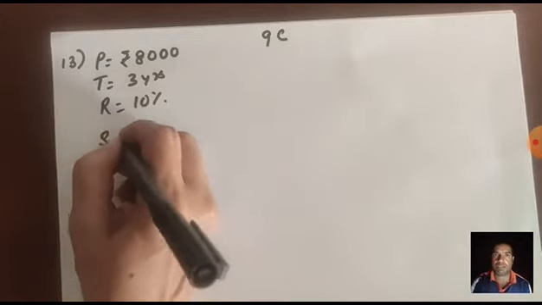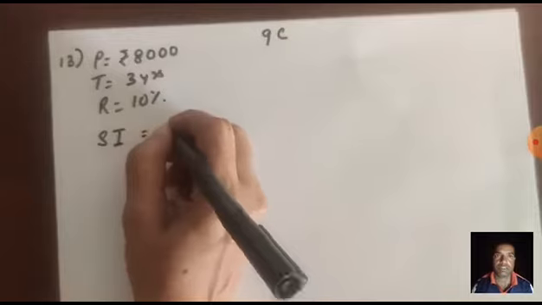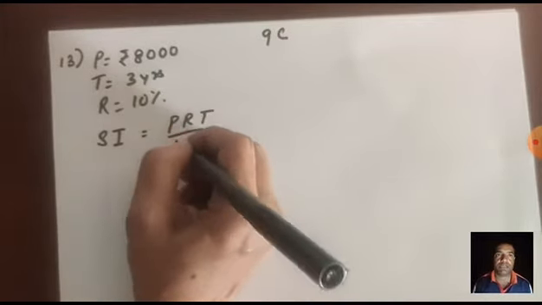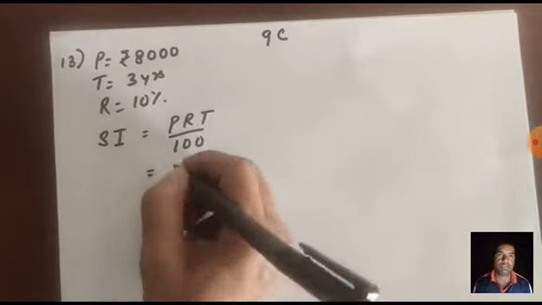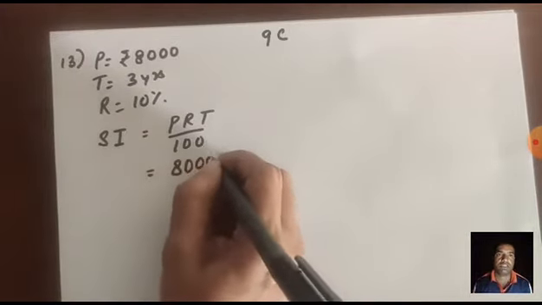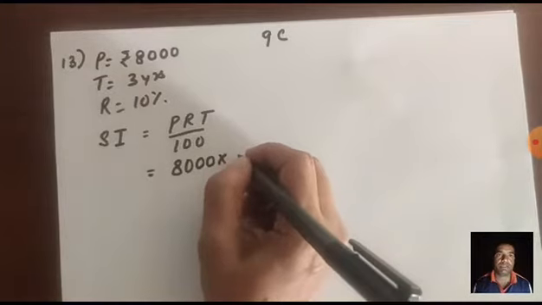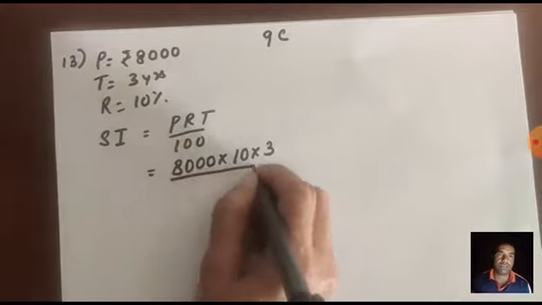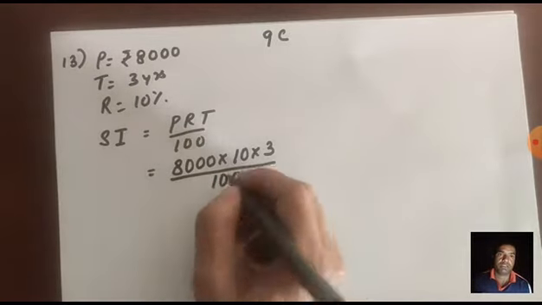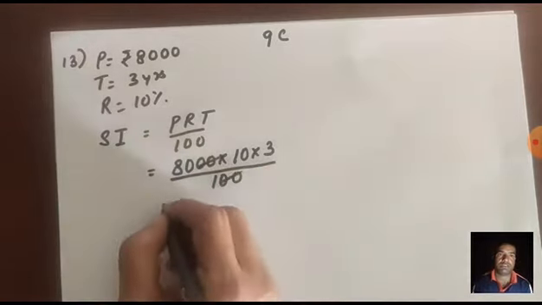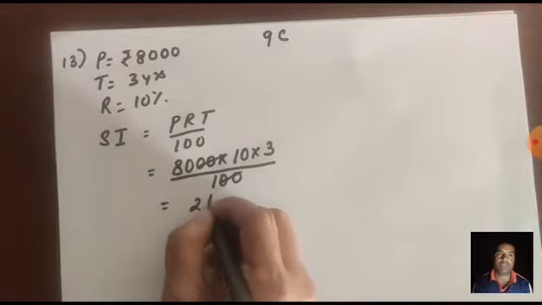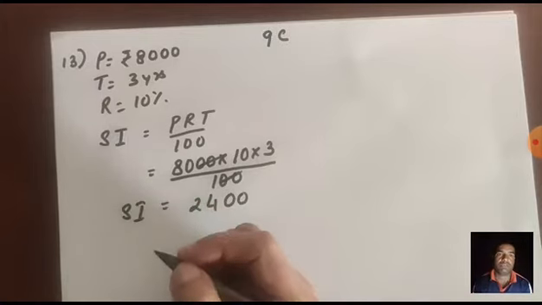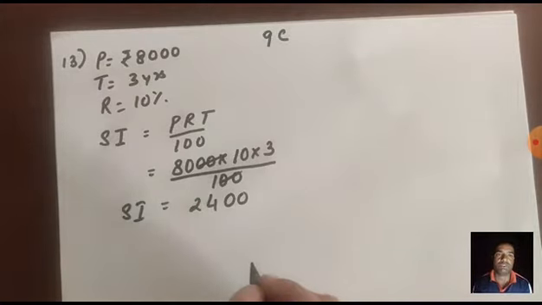Now we will find the simple interest first, using the formula PRT upon 100. This is the basic formula for simple interest. So 8,000 into rate 10%, T is 3 years, upon 100. Two zeros get cancelled, so 80 multiplied by 10 into 3 is 2,400. So SI is 2,400.